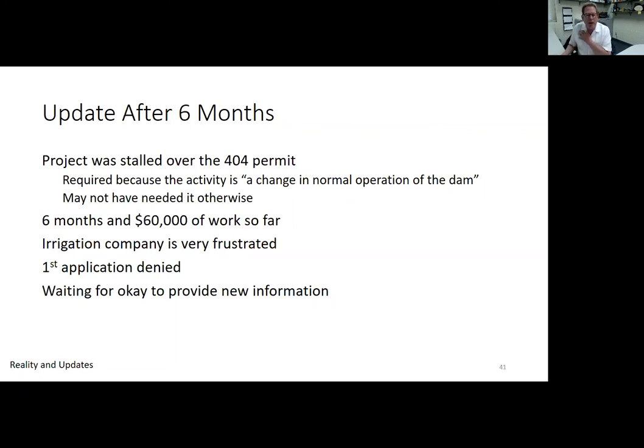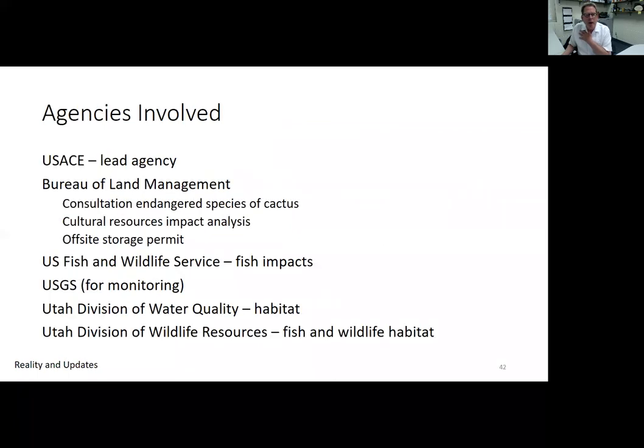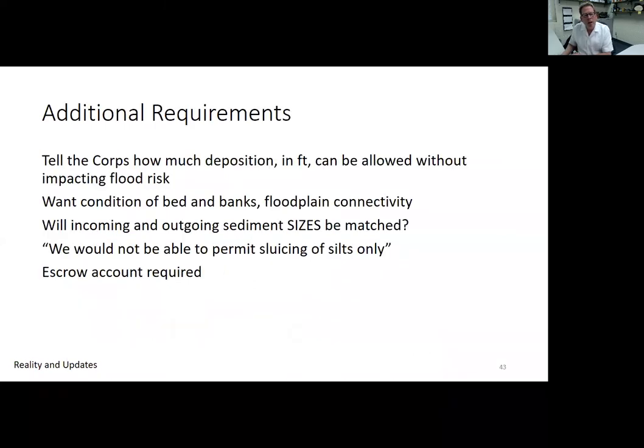My initial application was denied. So these are a list of agencies that were involved, and David explained earlier about the Endangered Species Act and others that come into play. And all of these agencies were involved. The Corps coordinated the activities of these folks.